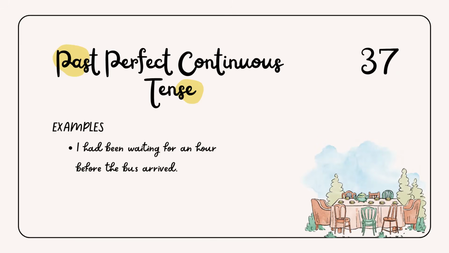For example, I had been waiting for an hour before the bus arrived. So my past action is the bus arrived, and before the arrival of the bus I had been waiting for an hour. The emphasis on the time is given as for an hour I had been waiting. The waiting part is completed and the bus arrived, so all the actions are finished over here. So that's why I have used past perfect continuous tense.